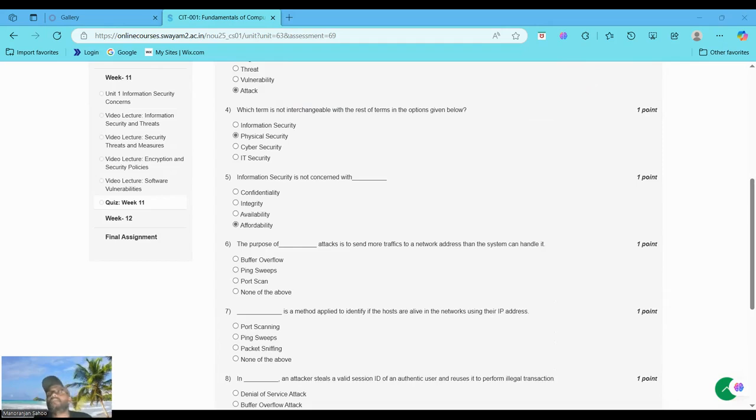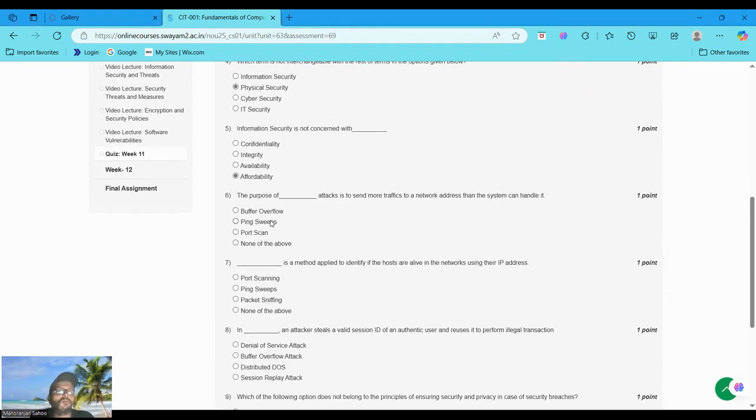Another thing, what is confidentiality? Confidentiality means protecting data from unauthorized access. What is integrity? Integrity means ensuring data accuracy and trustworthiness. And availability means ensuring data and systems are accessible. But affordability is not a part of the CIA. That's why we choose the option affordability.